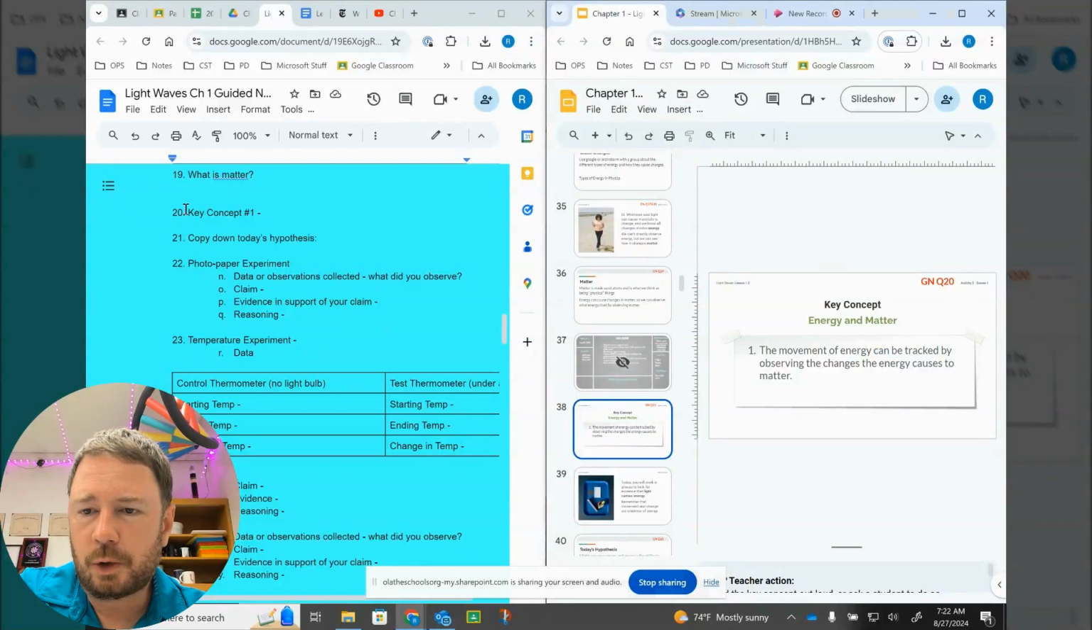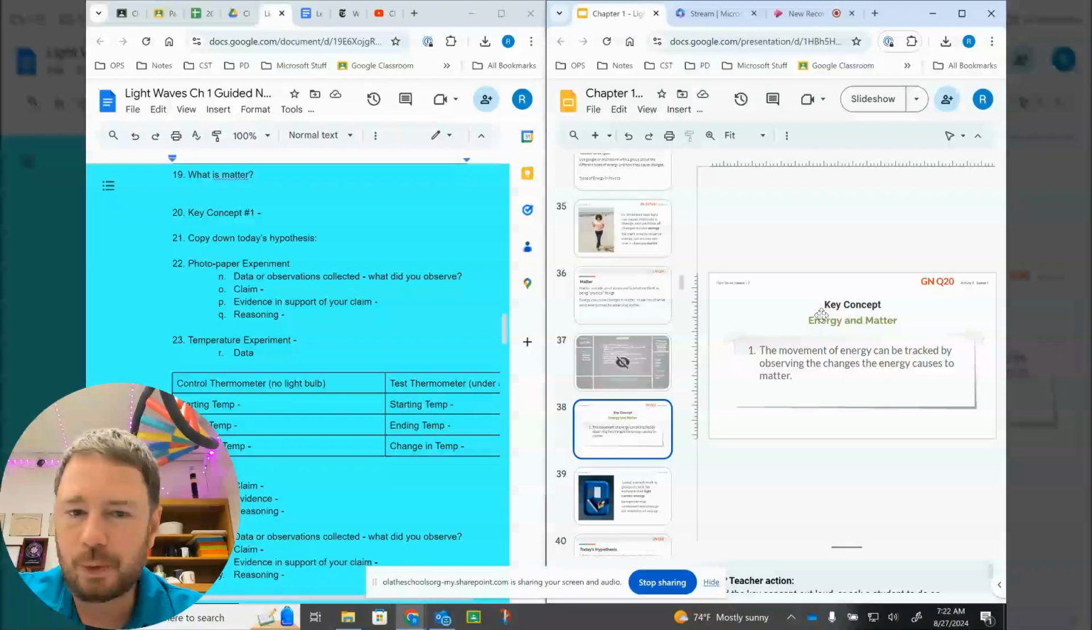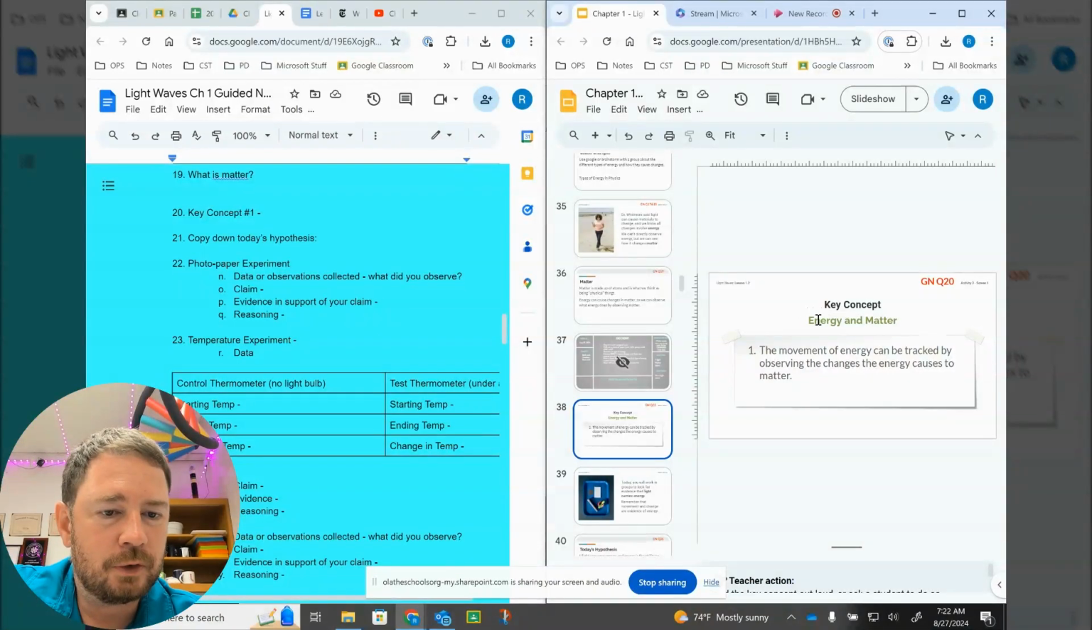Okay, we are on question 20 of our guided notes, which is going to be the first key concept of this unit. So, key concept number one, these are like essential ideas, very important things that we will build upon throughout the unit. So, key concept number one is about energy and matter. You need to copy this in your notes.